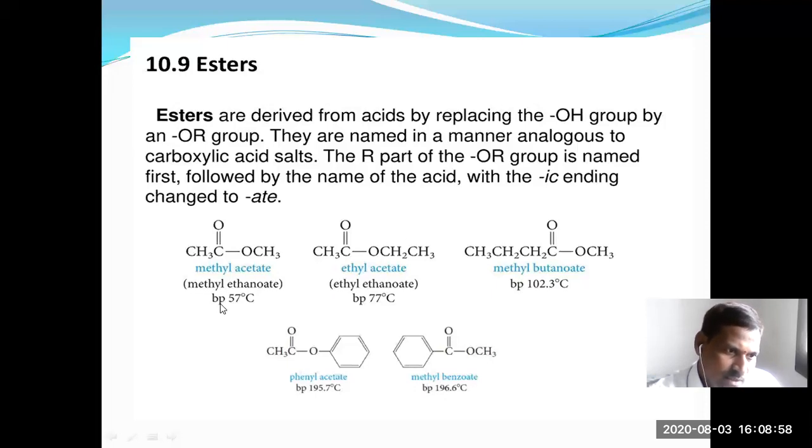See here, the boiling points of all these compounds increase with the increasing molecular weight of the compounds. That's why the boiling points of these compounds increase with molecular weight.